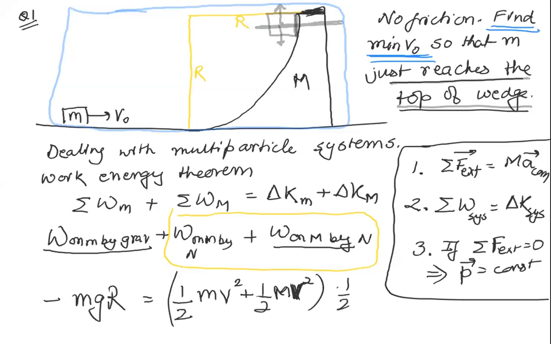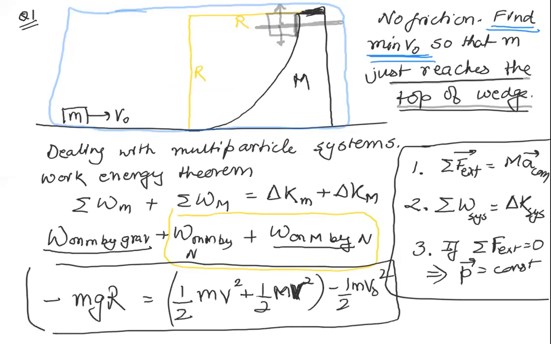Minus the initial kinetic energy, which is half m v naught square. Okay, so I have written the work energy theorem, but there are two unknowns: one is this v unknown and one is this v naught unknown. This means you need something else here. Please tell me what that will be. In fact, don't tell me. Just write down the other equation for this system of two particles like we discussed in the last class, and then solve and tell me the value of v naught.